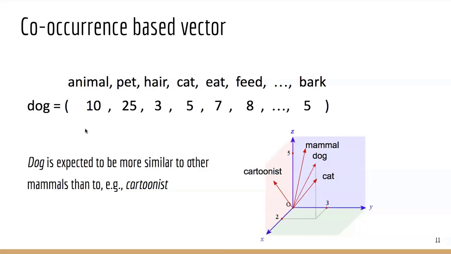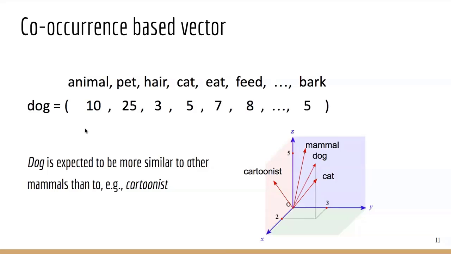But they are also quite high dimensional, no? That is one of the main problems of these models. So here, even if it's high dimensional, you can just actually represent it in a vector space, and you will have something like in the image where dog is going to be expected to be similar to other mammals, or to like cat, for example, or even the word mammal, but it's going to be far from things like cartoonist.